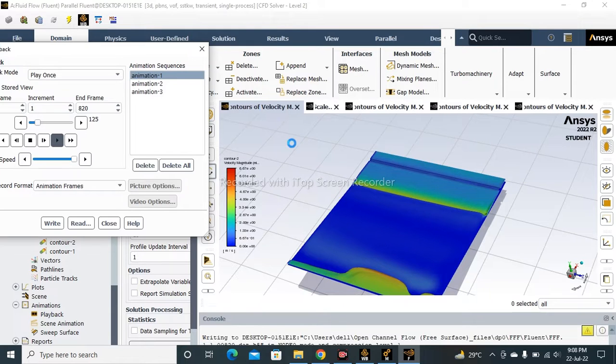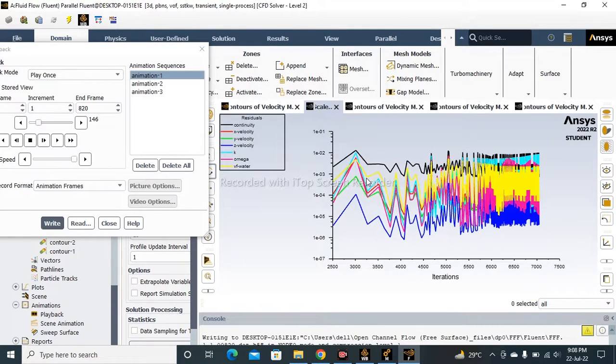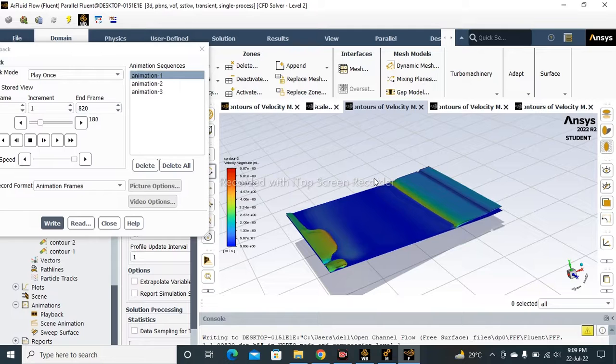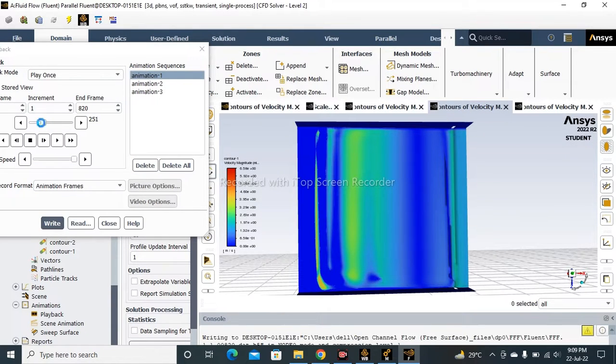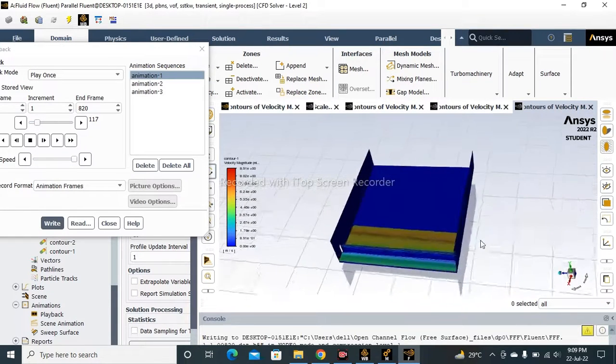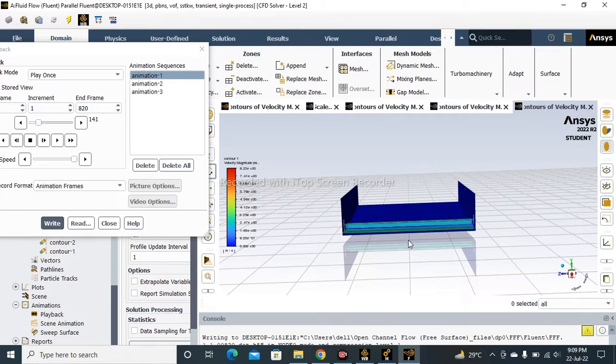The velocity contours. Here is the graph, and you can see the wave is generating.